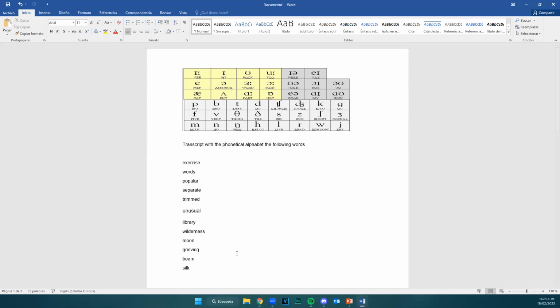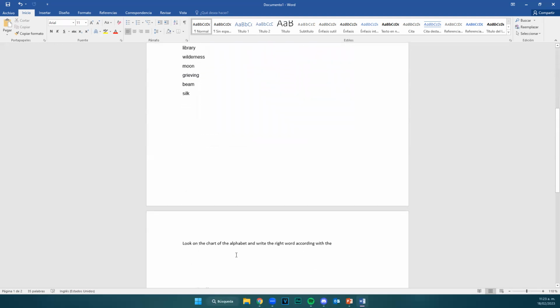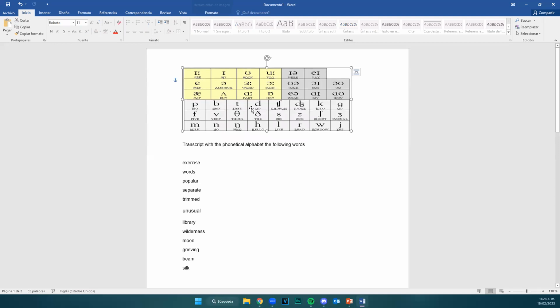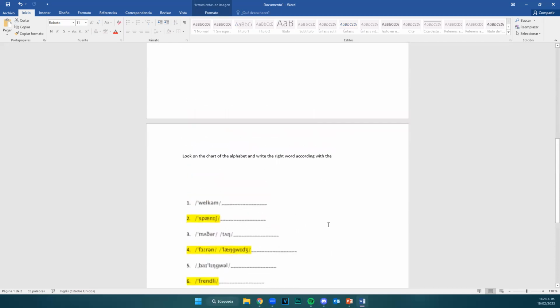So this is your activity for today, and next week we are going to go deeply into this. We are going to check how the mouth is used to produce the sounds, but we are just starting here with the alphabet.